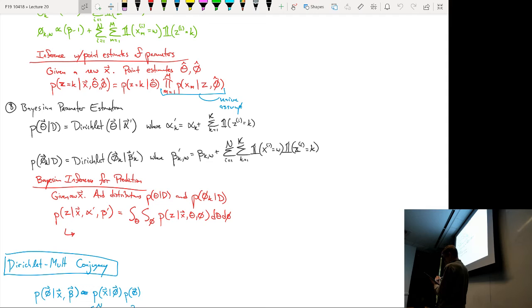So sample any z's from some favorite Markov chain Monte Carlo method. Okay, so this is what it means to be a Bayesian.